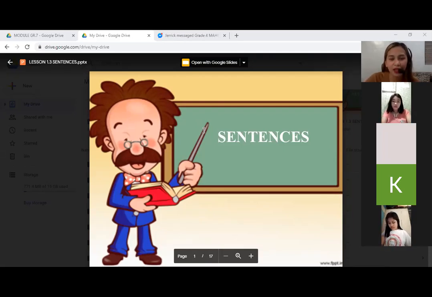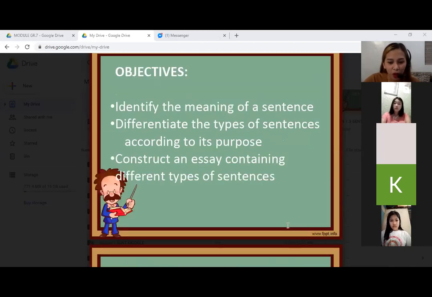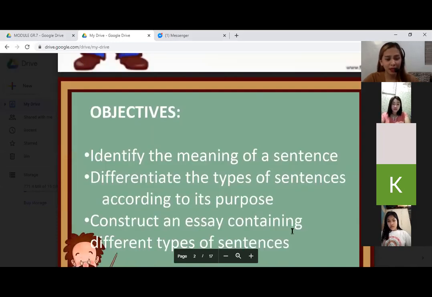Okay, so now let's discuss about sentences. So, we have these what we call objectives, no? The first one, identify the meaning of a sentence. So, ano bang meaning ng sentence? Differentiate the types of sentence according to purpose. Actually, mga anak, wag kayo malilito, ha? We have two sets kasi. The first one, the types of sentence according to purpose, and the second one, the types of sentence according to structure. So, magkaiba yon. Okay?